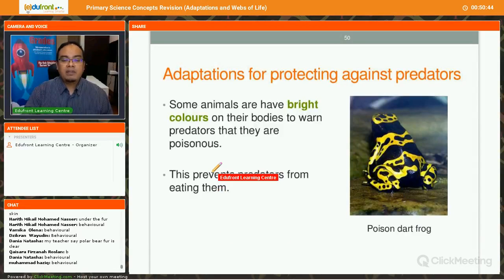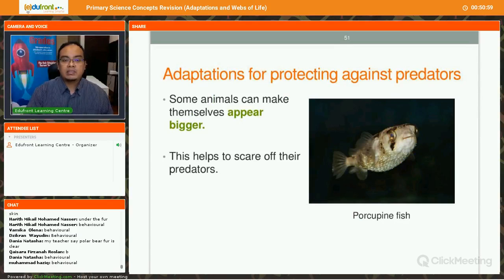Now, some animals have very bright colors on their body to warn the predators that they are poisonous. So this prevents the predator from eating them. You can see this frog here has very colorful yellow skin, right, to protect it from its predator. Some animals like the pufferfish can make themselves appear bigger when they are near a predator. So this helps to scare off the predator.